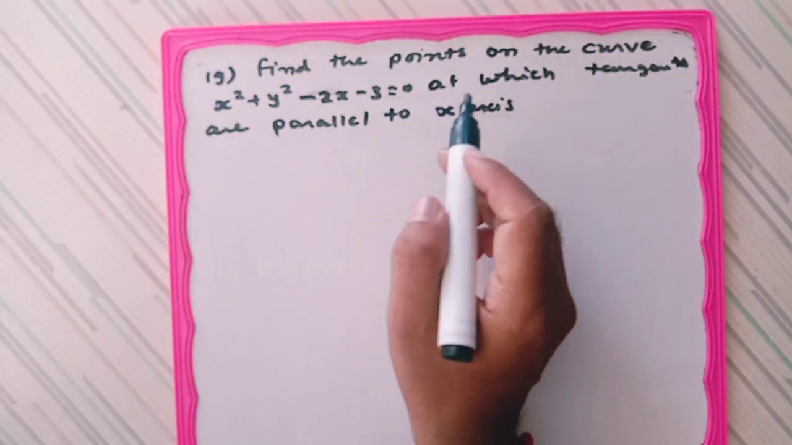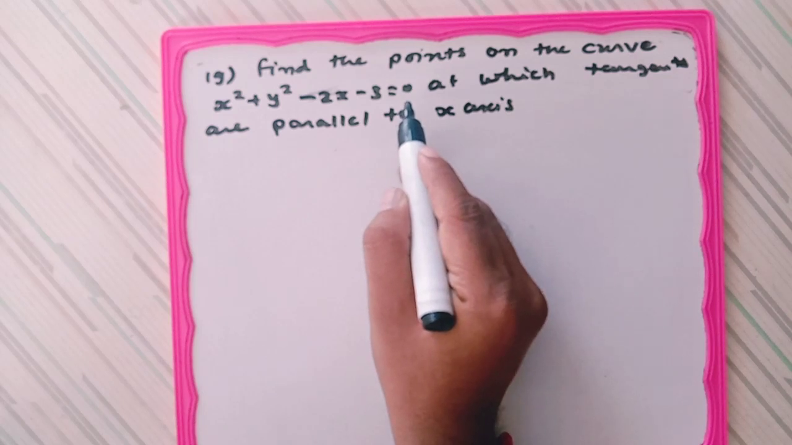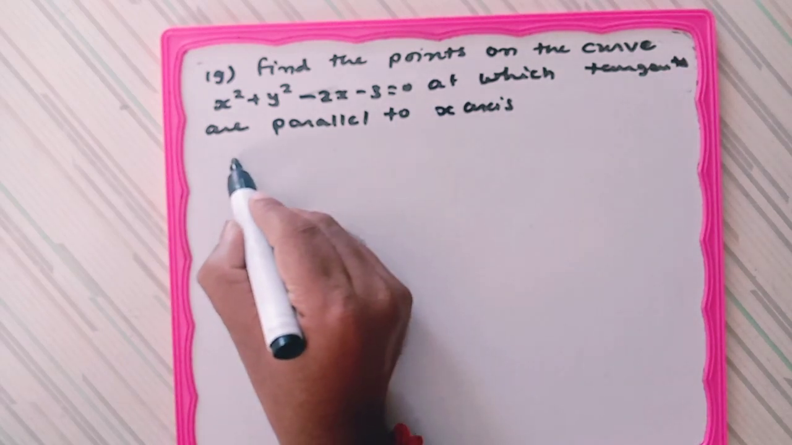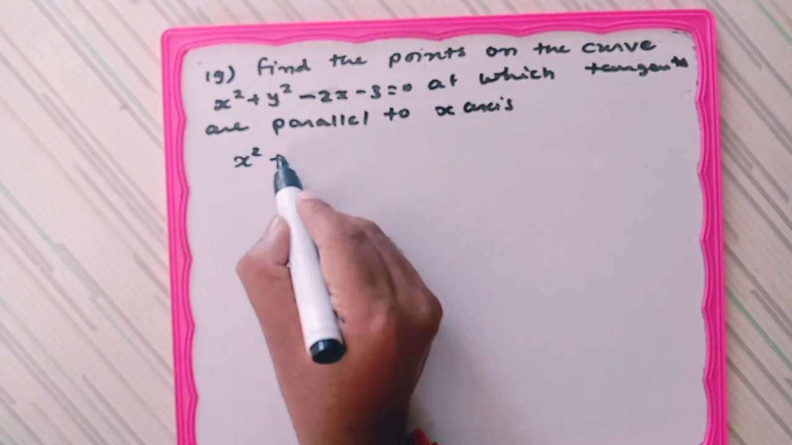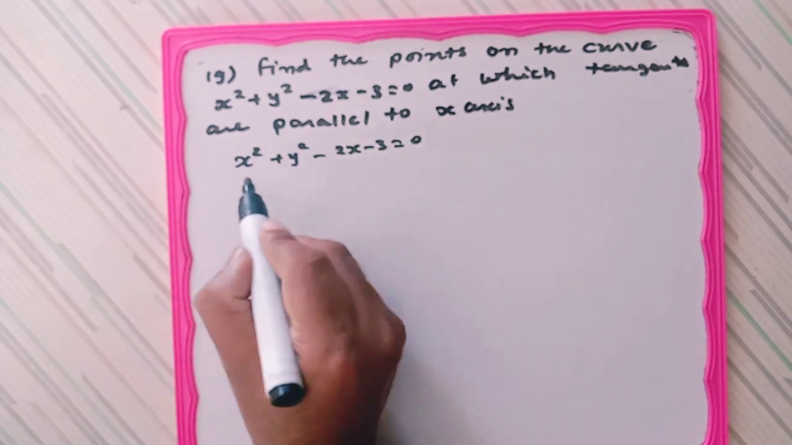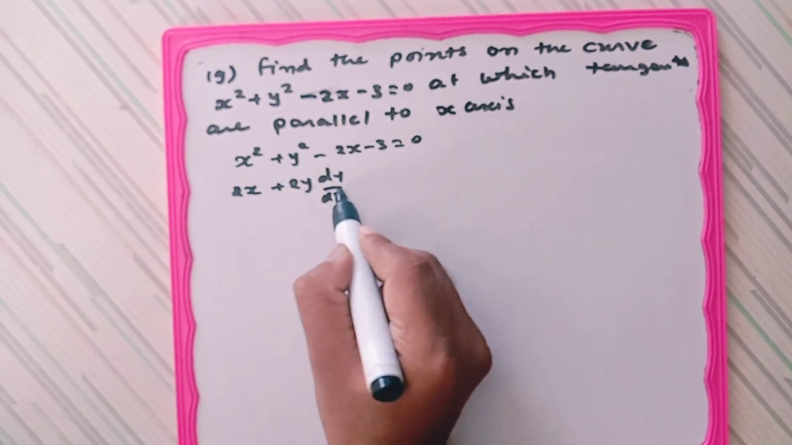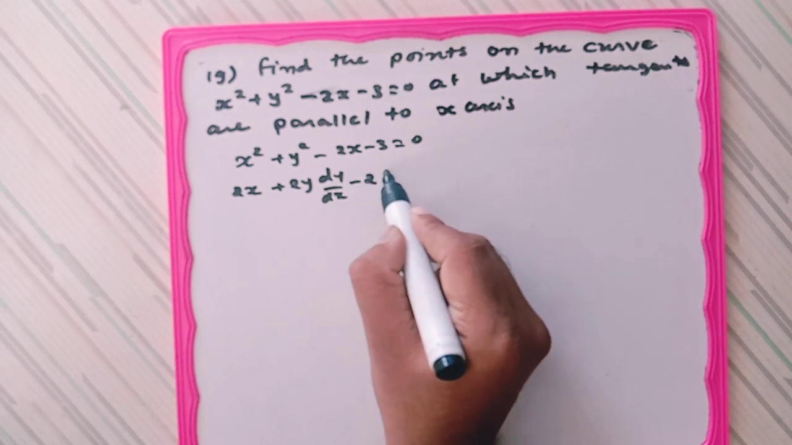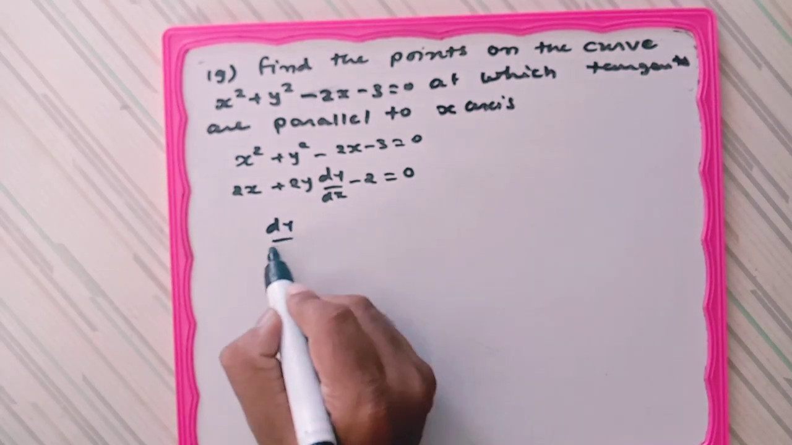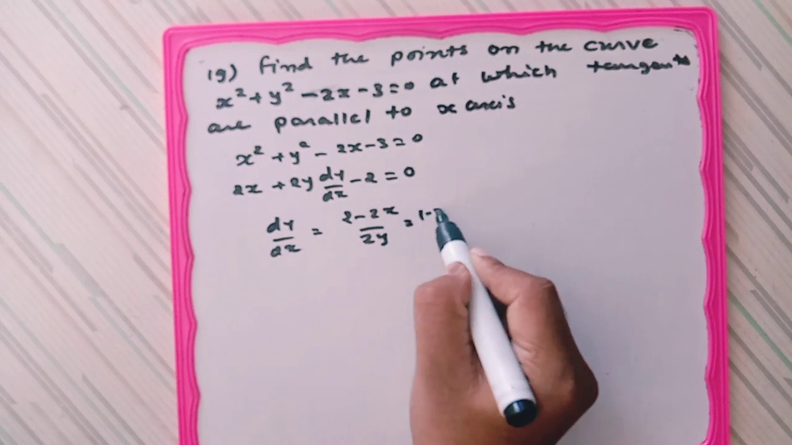Question 19: find the points on the curve x square plus y square minus 2x minus 3 equals 0 at which the tangent is parallel to the x-axis. So for the tangent slope we differentiate x square plus y square minus 2x minus 3 equals 0 with respect to x, then 2x plus 2y dy by dx minus 2 equals 0. And so dy by dx will be 2 minus 2x by 2y, which is 1 minus x by y.